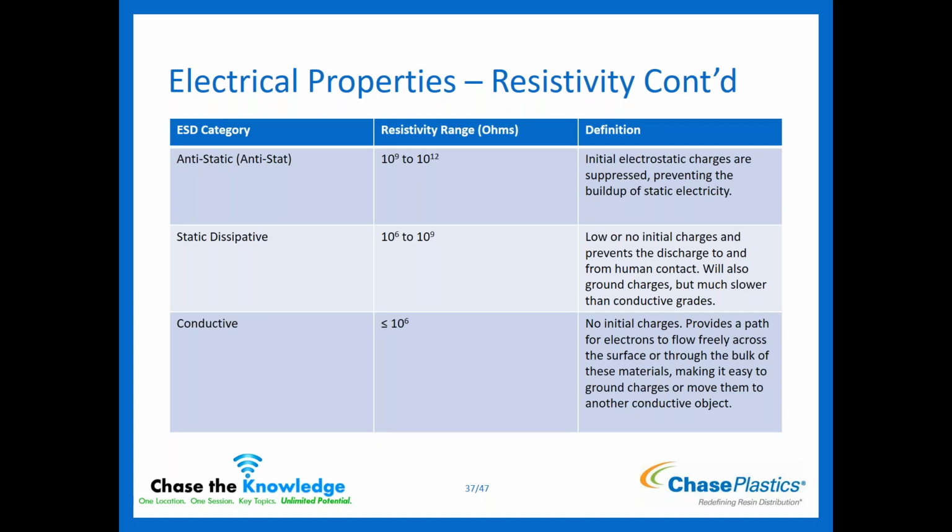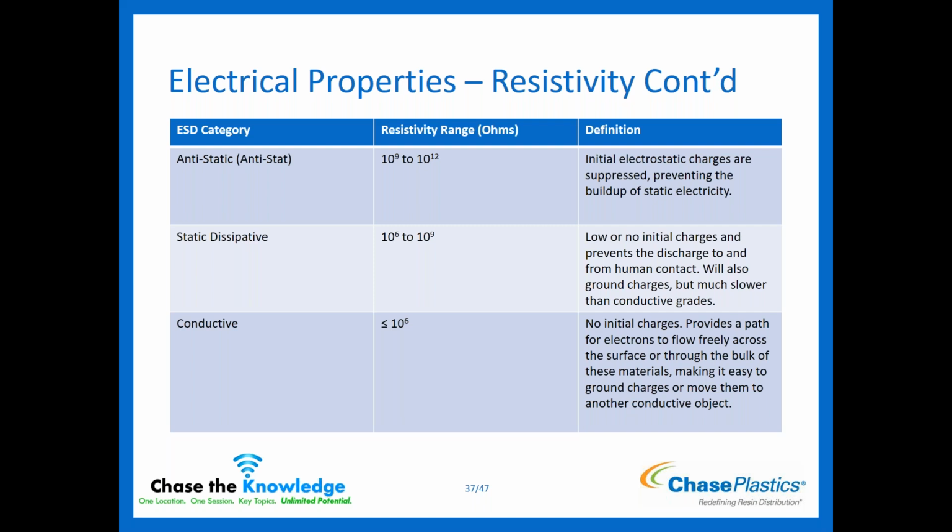Your anti-static materials are going to be in your 10 to the 9th to 10 to the 12th range. If you remember, we mentioned the insulative ones are going to be 10 to the 12th, 10 to the 13th and up for standard plastic, where they don't add anything. So what is the anti-stat range going to do for my part? It's going to suppress the initial charges, so it's going to stop them. It's also going to stop the buildup of static electricity. If you're worried about dust collecting, or maybe you have a couple of totes sticking to one another, you could add an anti-stat additive to stop that from happening.